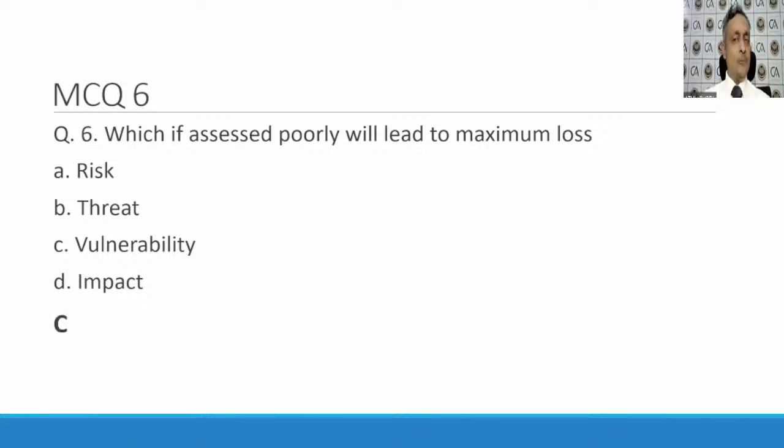6C, vulnerability. Please understand, this is a fantastic question to understand how you go ahead. So vulnerability is weakness. That is how I started with the definition of vulnerability. Chronologically, I put vulnerability first. So I identify my weaknesses, then validate what are the threat agents, where the chance of loss is maximum. That is the correct answer, C.